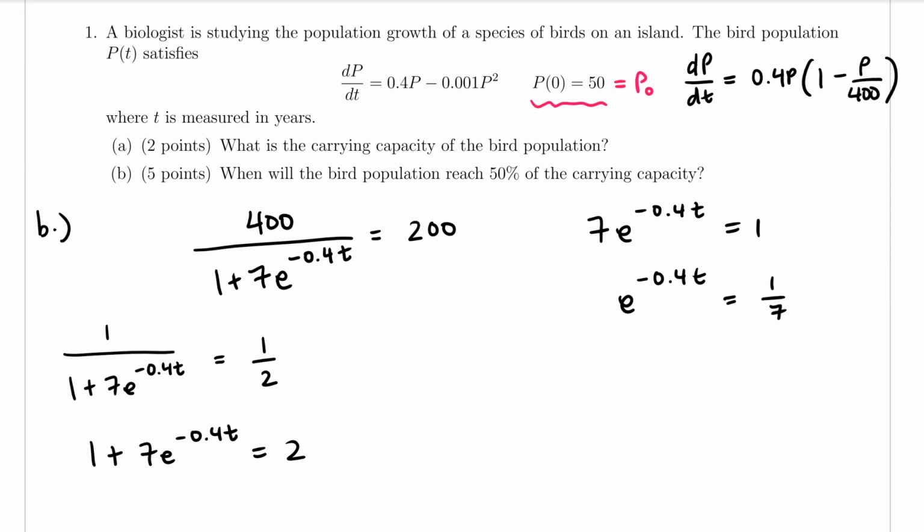At this stage, we can take the natural log of both sides, and so on the left-hand side of the equation, that will give us negative 0.4t is equal to the natural log of 1/7. Then I can divide both sides by negative 0.4.